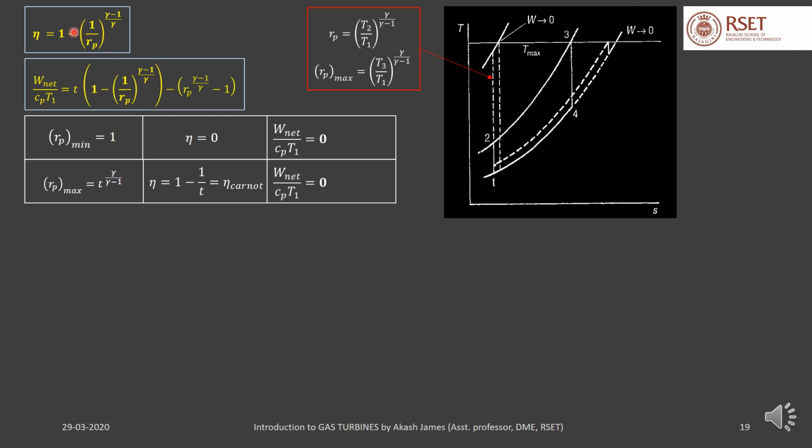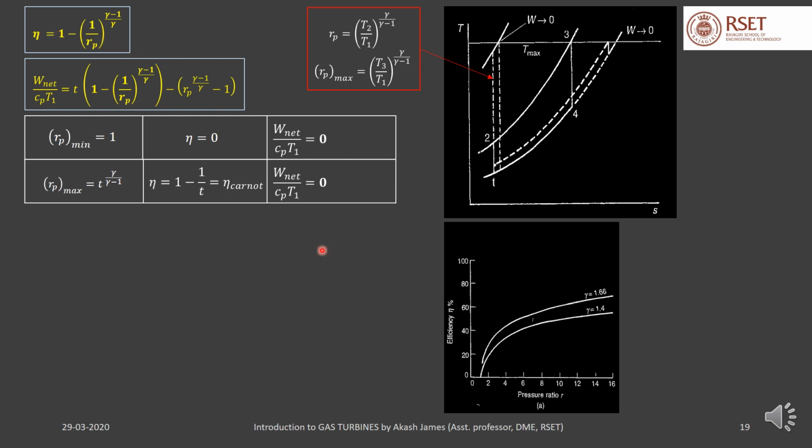Now let's plot this equation in a graph of efficiency versus pressure ratio. Now it is clear that when the pressure ratio increases, the efficiency increases. It's also clear that when the gamma value is higher, the efficiency will be higher. Gamma is 1.4 for air, gamma is 1.6 for argon. So if you are using argon instead of air, you will have higher efficiency for the same pressure ratio.